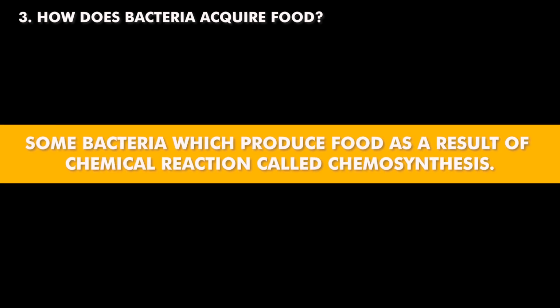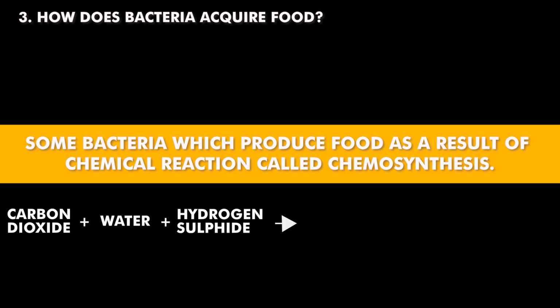There are some bacteria which produce food as a result of chemical reactions. Food preparation in such a way is called chemosynthesis. In chemosynthesis, the energy of the sun is not used, and compounds such as ammonia and hydrogen sulfide undergo chemical change. As a result, food and energy are produced.